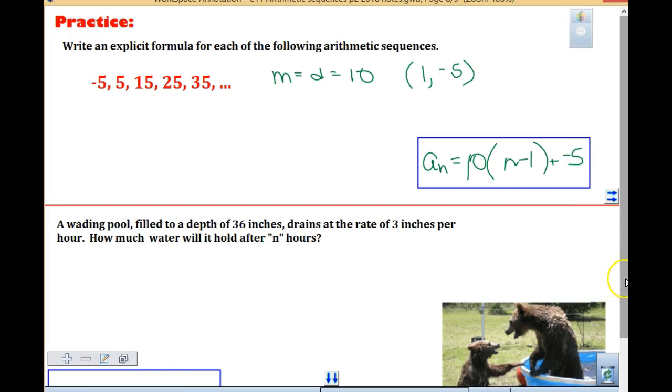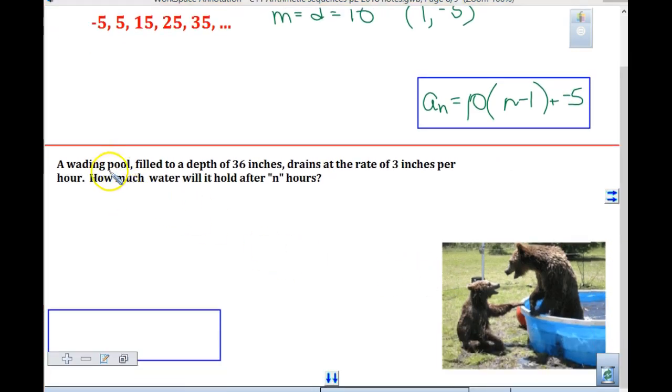As you read this last situation in your notes before you work on your homework, it says a wading pool is filled with 36 inches. That's our 0 depth. That is (0, 36). This one, probably instead of point slope, slope-intercept. It drains at a rate of 3 inches per hour. That's our slope. That's our common difference of -3. How much water does it hold in n hours?